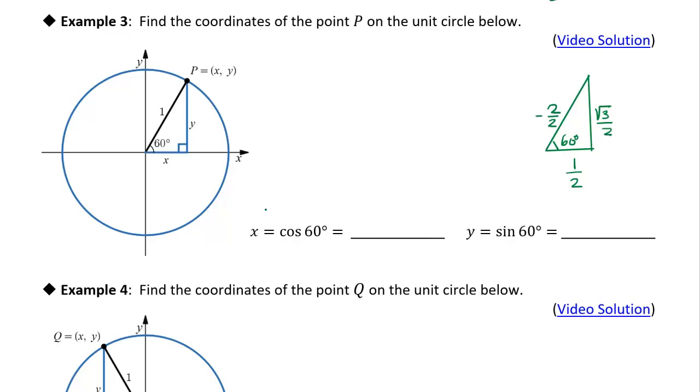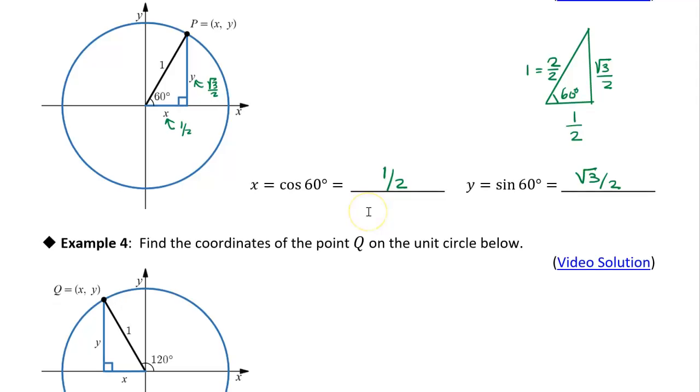So then this is 1. And so you can see now that the x coordinate is a half, right? This is going to be 1/2, and the y coordinate is going to be the square root 3 over 2. And so that means that the cosine of 60 degrees is 1/2, and the sine is the square root 3 over 2. All right, let's take a look at the next one.